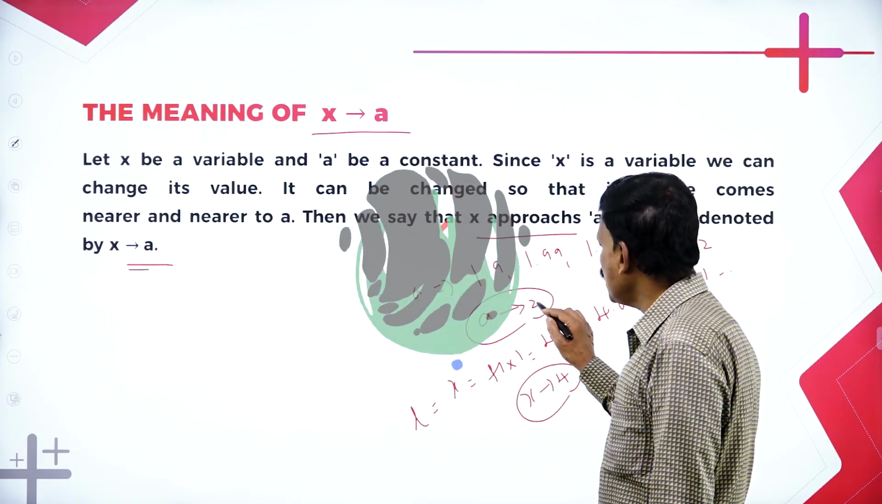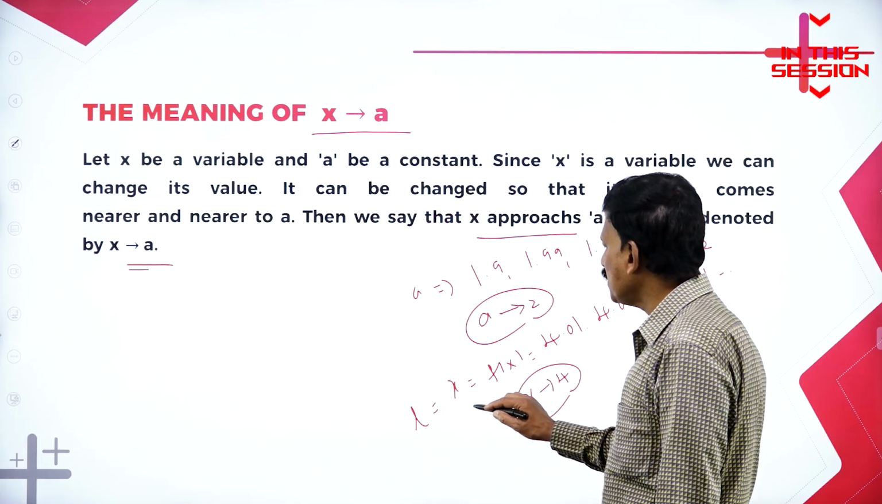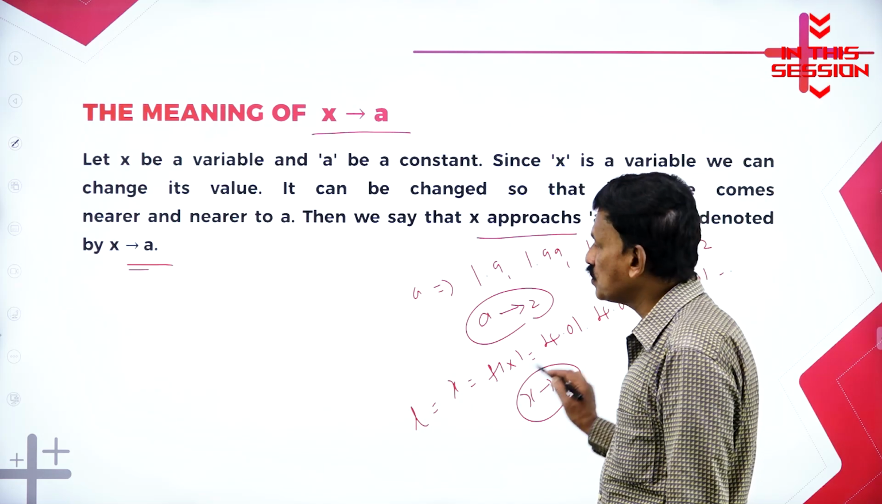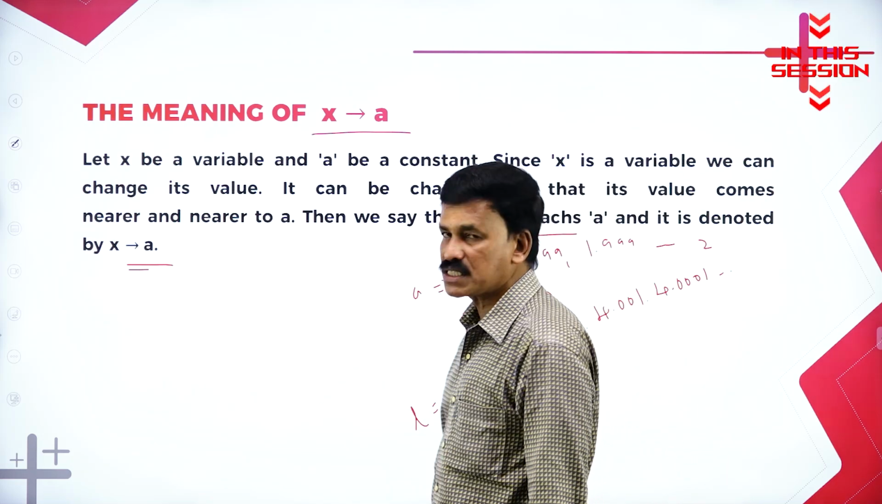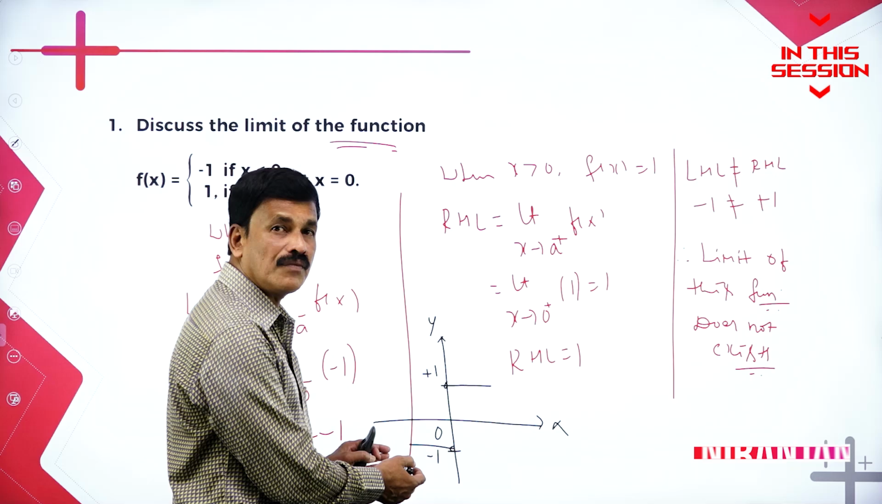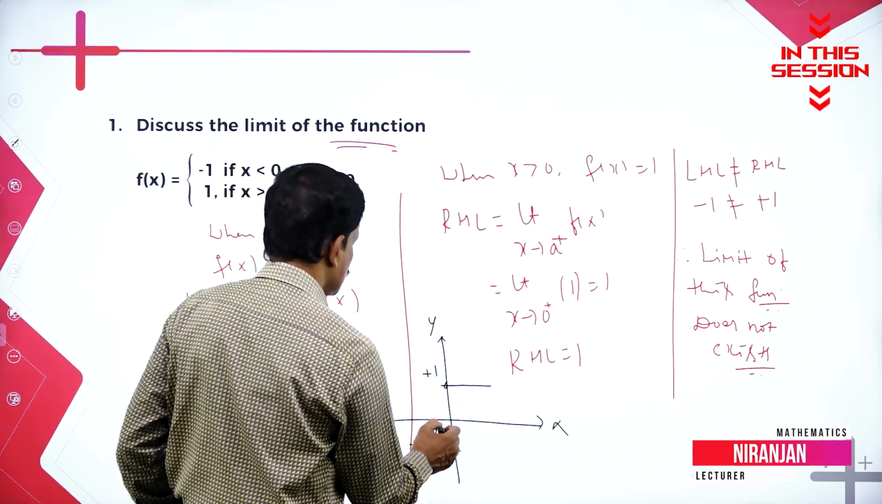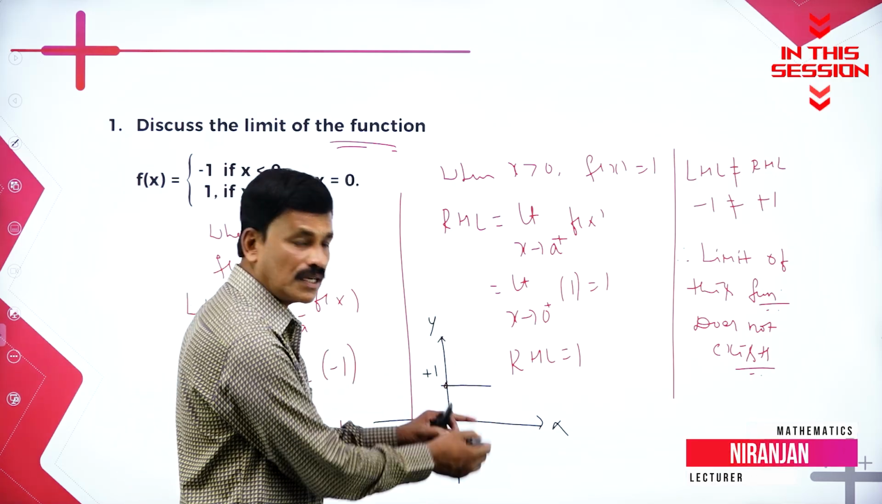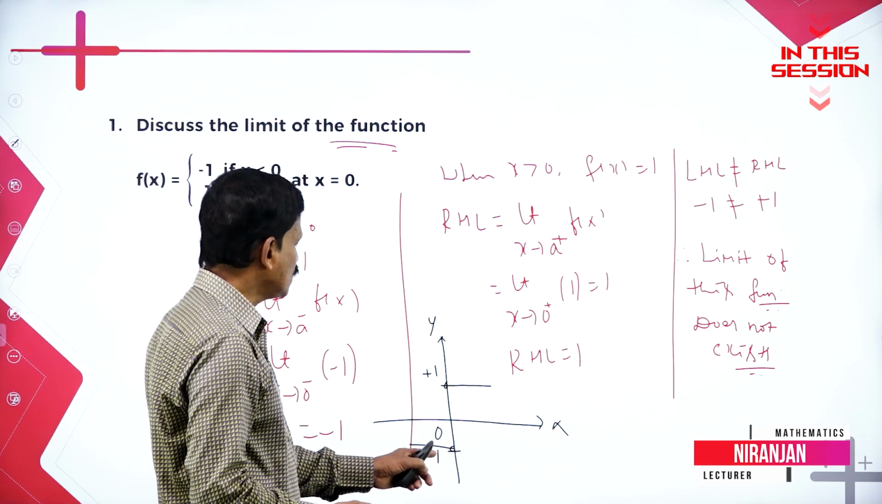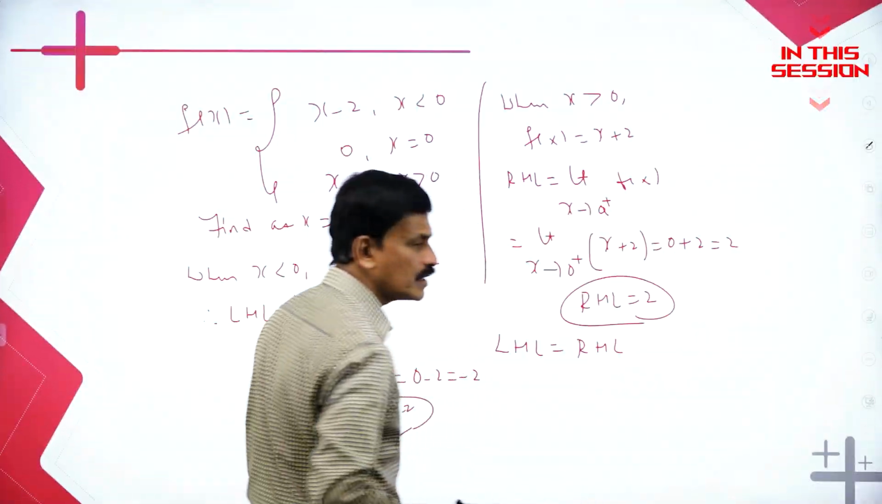When a is nearly equal to 2, then the value of L, that is the function, is nearly equal to 4. That is the meaning of x tends to a. The value of f of x will remain minus 1. So as x approaches from the left of 0, the value of the function f of x will remain minus 1. Check whether they are equal or not.